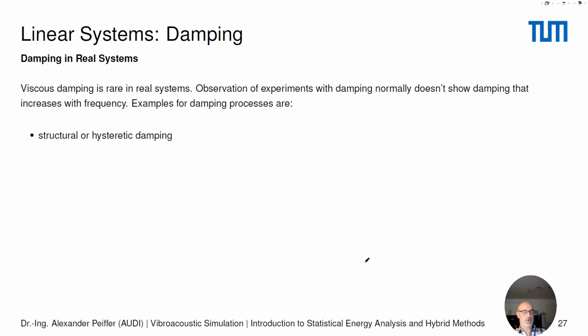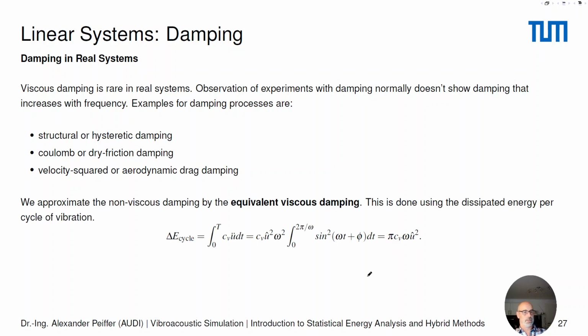Good. Now, damping. So until now we talked about viscous damping, but this is rare in real systems, because normally the damping is not proportional to velocity. There are many other options. It could be structural or hysteretic damping. It could be Coulomb dry friction damping. Another example is velocity squared or aerodynamic drag damping. And all those examples are examples for non-viscous damping. To relate all the different damping phenomena, it's good to introduce the so-called equivalent viscous damping.